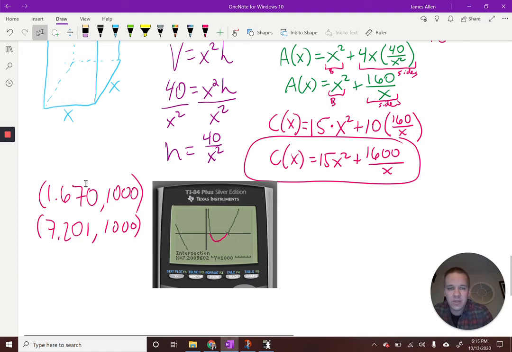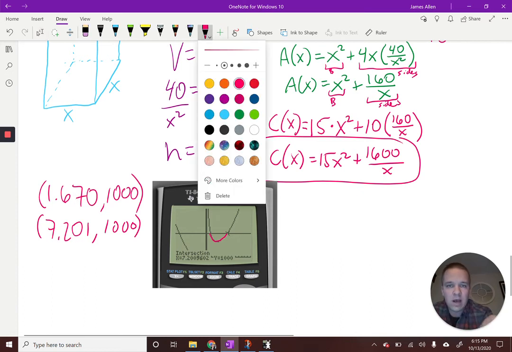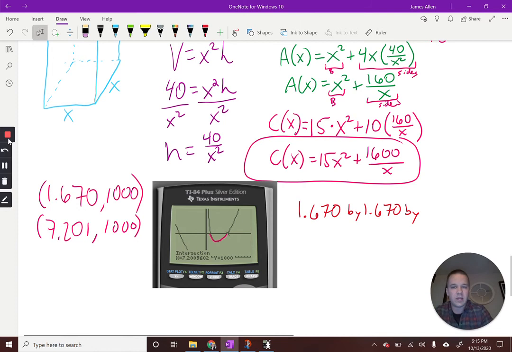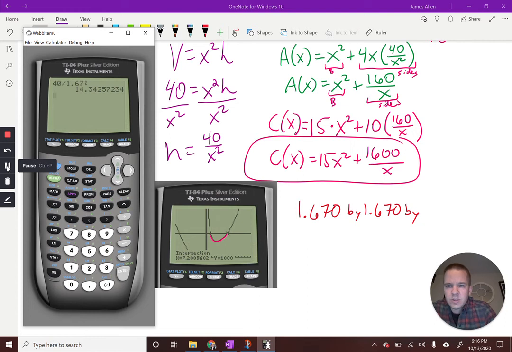So right now, in this scenario, I'm going to go with another color here. So I feel like we've been using this one for a while. I'm going to go red. All right. So one set of dimensions could be 1.670 by 1.670. And how would I get my height? Well, I would plug it into my function right here. So let's do that. So when I plug in 1.67 in for x into that height equation, I get 14.3425, so 14.343.